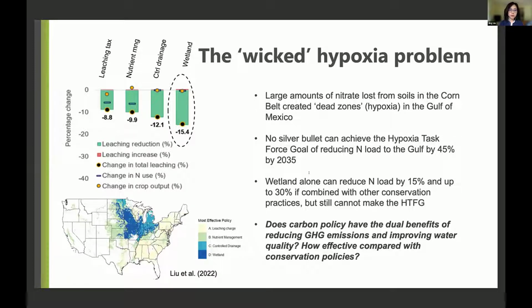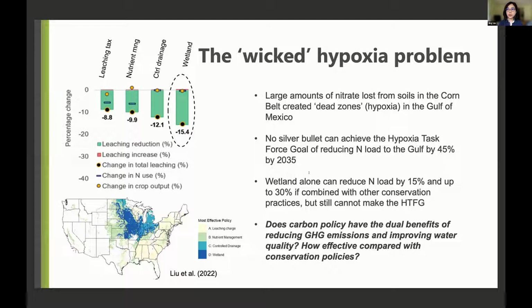What we found previously was that no single policy is able to achieve the Hypoxia Task Force goal of reducing the nitrate leaching to the Gulf of Mexico by 45% in order to reduce the area of the dead zone to a more acceptable size. Individually, those practices can reduce the overall nitrogen leaching load by 9% to 15%. Wetland seems to be the most effective single practice.